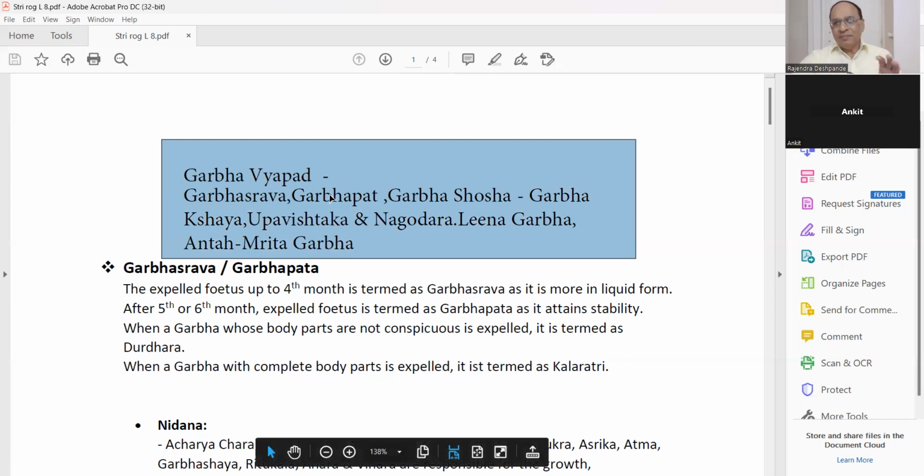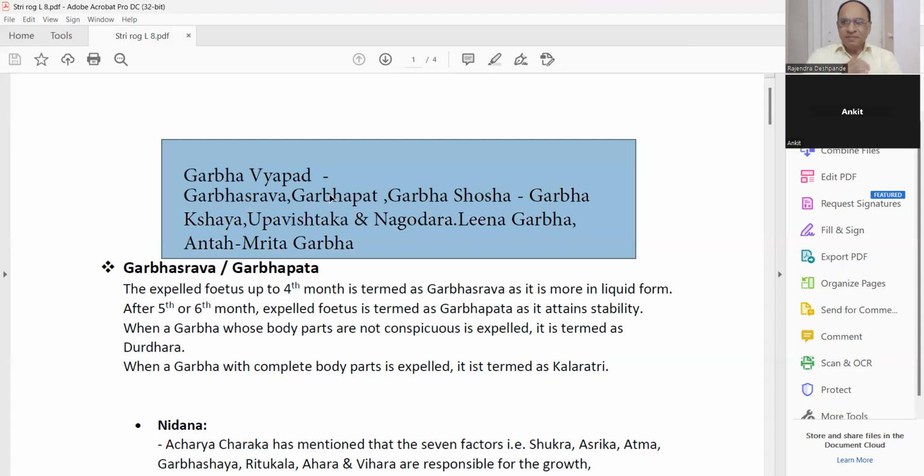Garbha Vyapad. This is the main title. Garbha Vyapad, complications of pregnancy. Please write down. I will wait. Garbha Vyapad. Can you see the cursor? Garbha Vyapad. Vyapad means complications. Complications during pregnancy. Okay, this is Garbhasrava, miscarriage. Write down immediately, miscarriage. Garbhapat, abortion.